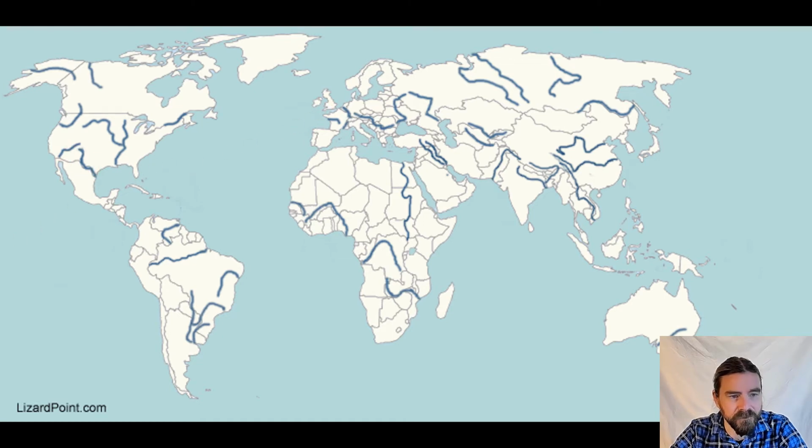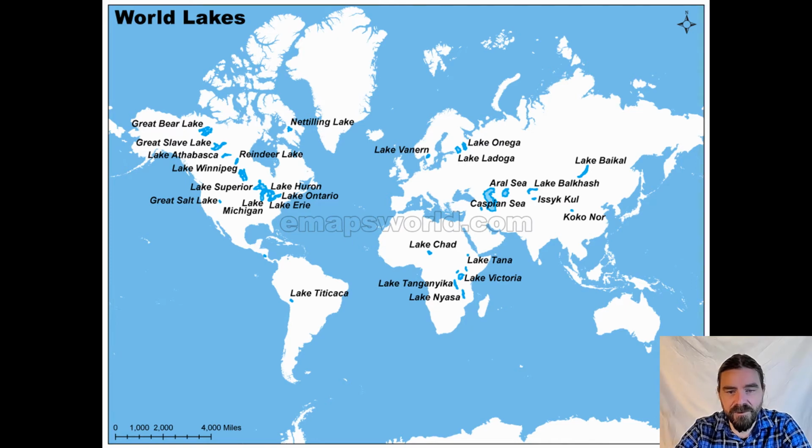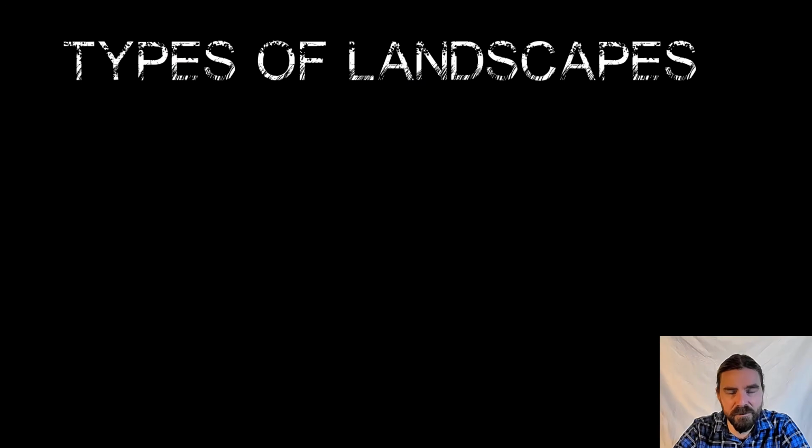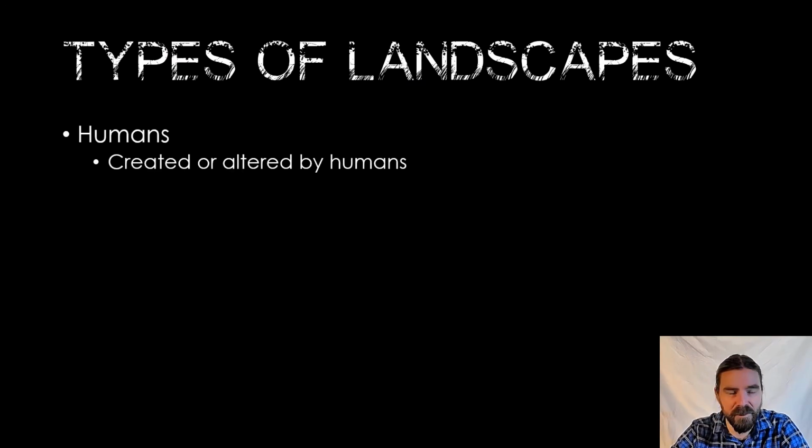Anyway. This here are some of the most famous lakes in the world. We don't have any really big lakes in Australia. There you go. Got some serious lakes happening in the US. Finally, the last type of landscape, and that be human landscape. Now, landscapes can be created by humans or altered by humans, okay? So like a farmland's not created by a human, but it's altered and managed by humans.